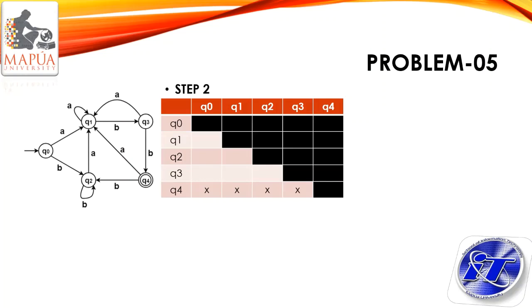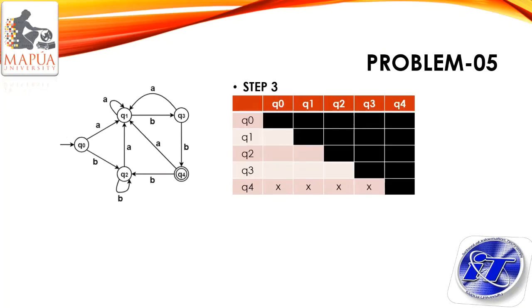We probably could mark more cells. Let's start with the Q1, Q0 cell. Q0 will go to Q1 if it has A. If Q0 has B, it will go to Q2. Q1, if it has B, will go to Q3. So Q2, Q3 is not marked, and Q1 both is not marked.